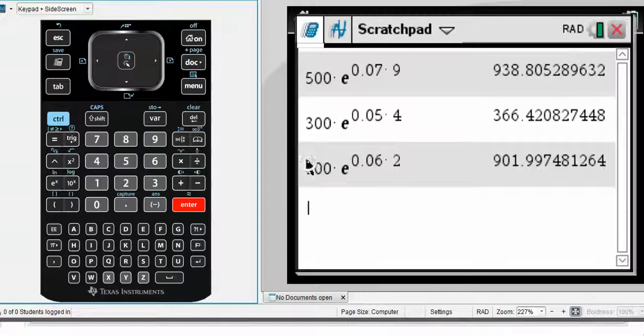So it looks to me like the $800 will turn into $901.997. Now, of course, if we round this to dollars and cents, the 7 rounds the 99 up to the next dollar. So let's go ahead and call this $902.